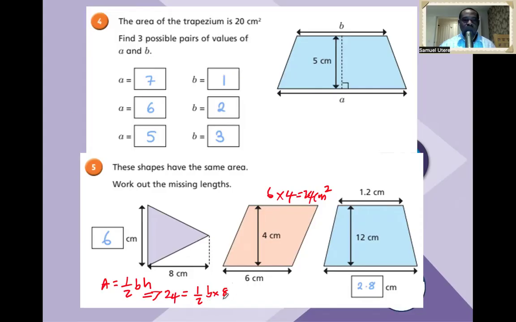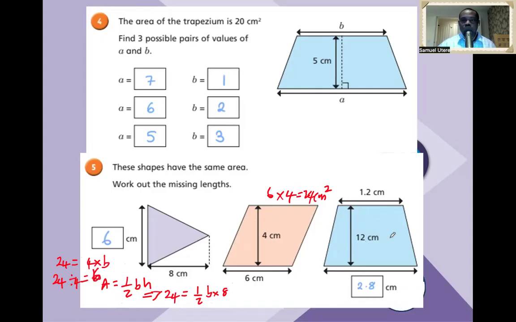So if we rewrite this, 24 is equal to half of 8, so 4 times b. That's what it's going to be because half of 8 is 4. Now to get b, we'll have to do 24 divided by 4, which is 6. So b is 6.